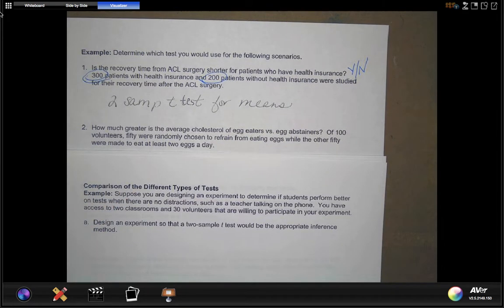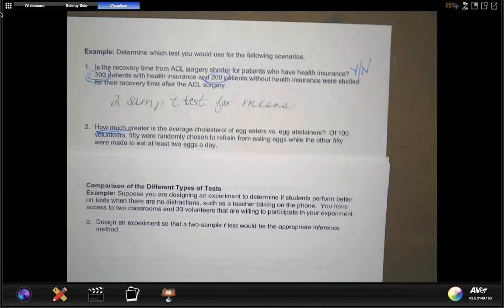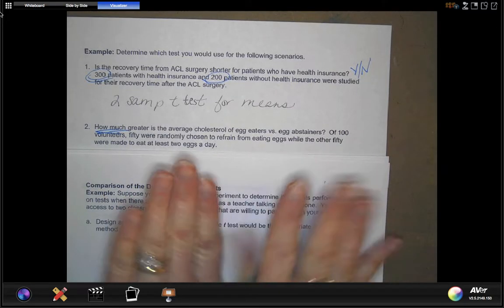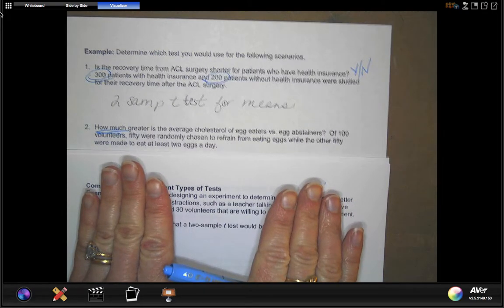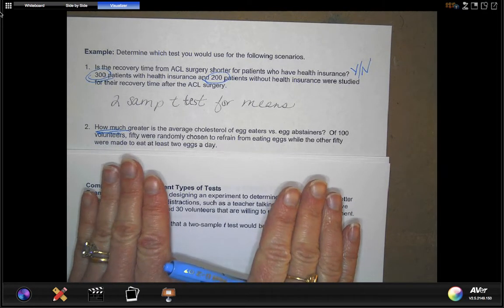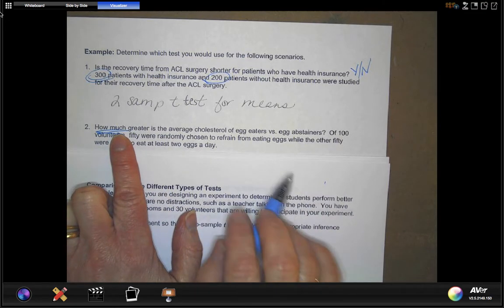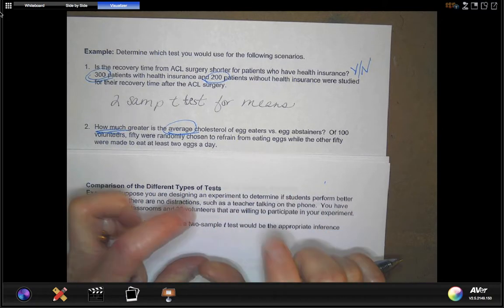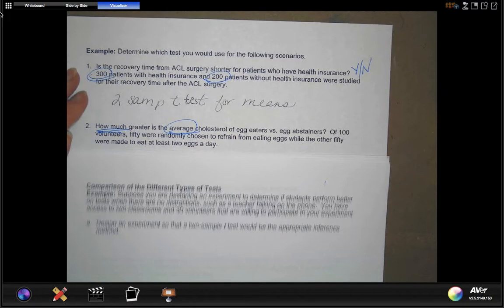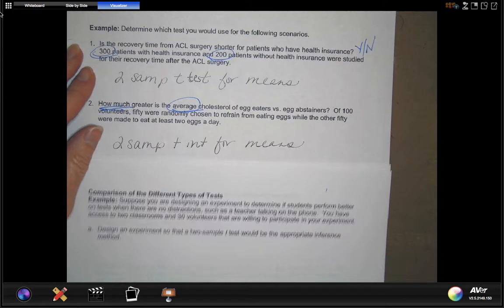How much greater, oh, keyword there, is the average cholesterol of egg eaters versus egg abstainers? So they have 100 volunteers. 50 were randomly chosen to refrain from eating eggs, while the other 50 were made to eat at least 2 eggs a day. So again, we have a scenario in which we have two distinct groups here. They're not paired, they're not doing the same thing together. So this is definitely a two-sample procedure. It says how much greater, so I want a number there. If I want to get a number, I have to create an interval. So two-sample t-interval for means.